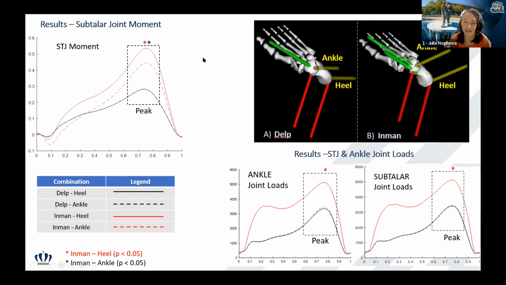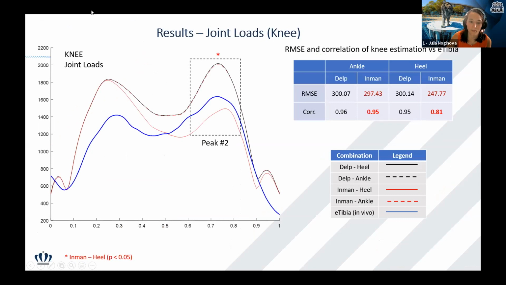However, when utilizing Inman's mean orientation, moving the subtalar joint origin location from the heel to the ankle results in significant differences in peak subtalar joint moments, as well as peak contact forces for all the rest of the kinetic chain, from the subtalar joint, the ankle, and even to the knee.